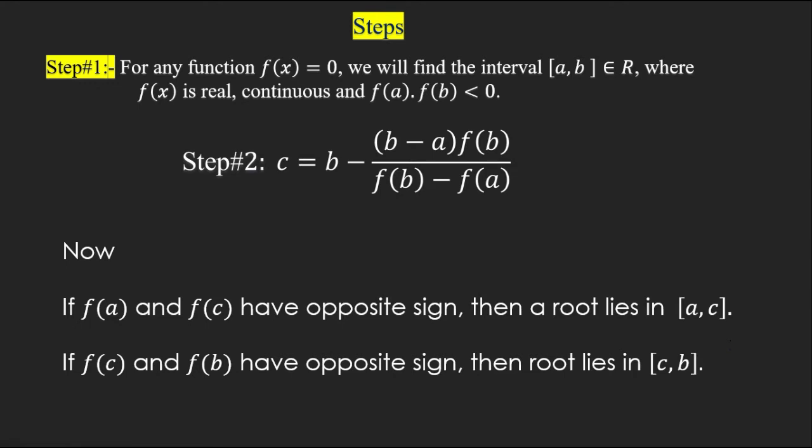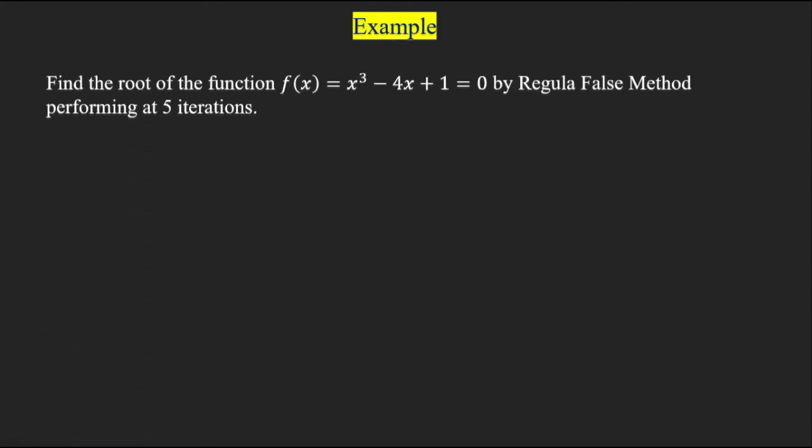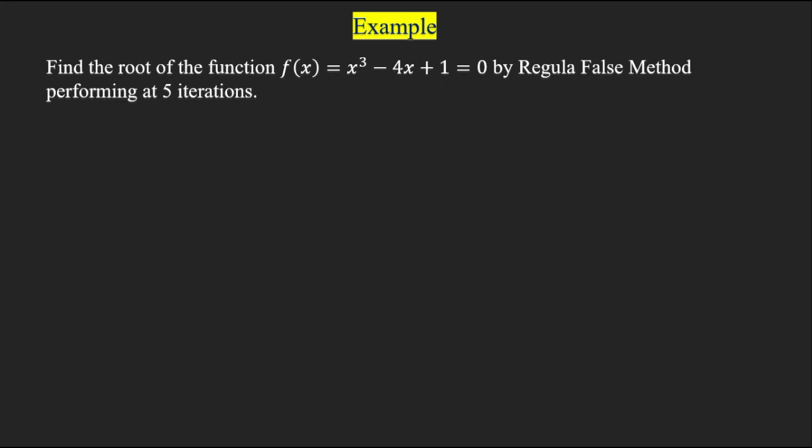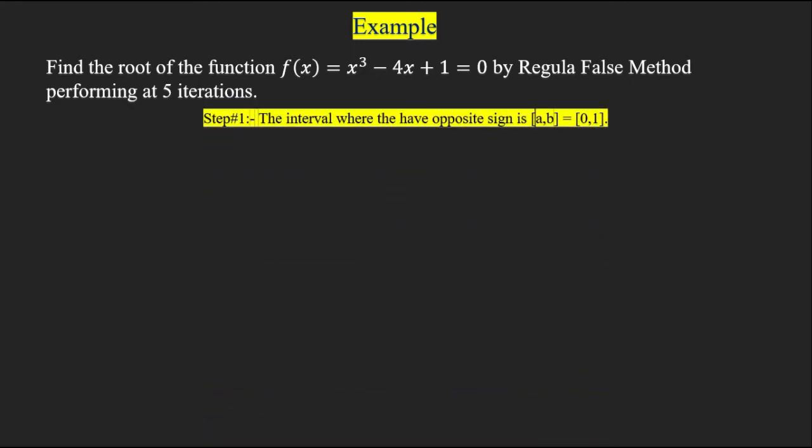Let us see in the example how to perform this process. For example, let we have a function f(x) = x³ - 4x + 1 = 0. To solve this equation using the Regula Falsi method and performing 5 iterations to understand the procedure of the Regula Falsi method, first of all, we need to find the interval where the function has opposite sign at both the boundaries.